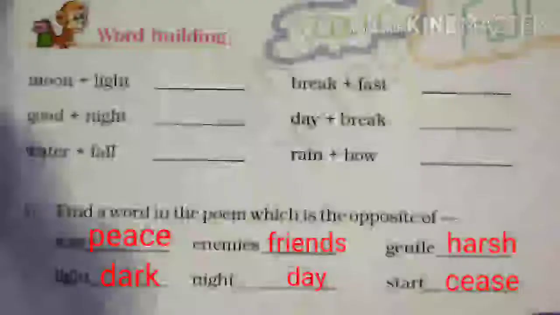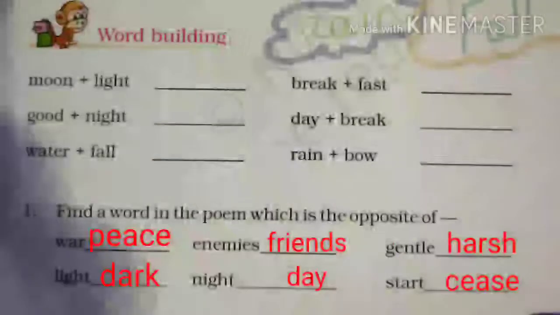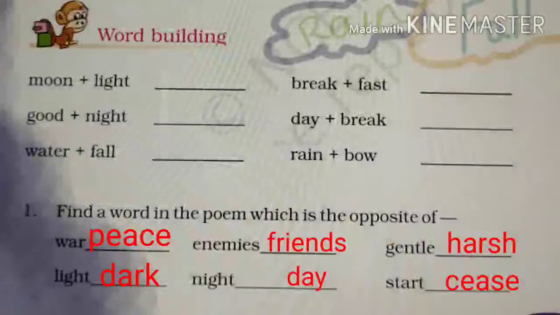So know once again the opposite of these given words from the poem. The opposite of war is peace. The opposite of light is dark. The opposite of enemies is friends. The opposite of night is day. The opposite of gentle is harsh. The opposite of start is cease.